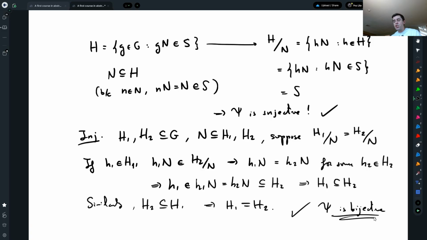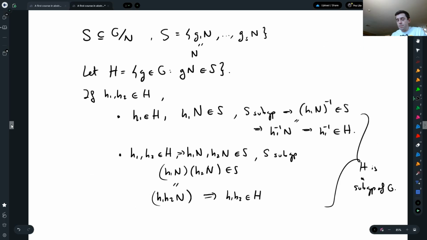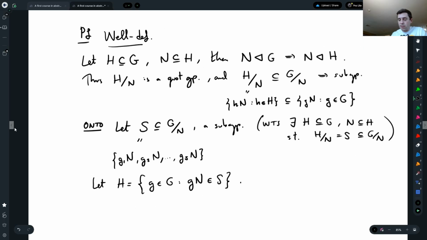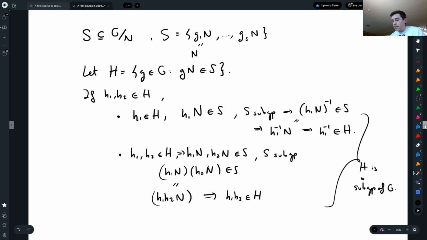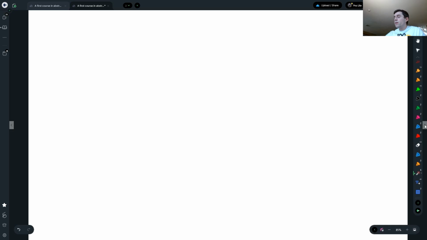So we have a bijection of these two sets, as in the statement. We have a bijection between subgroups that contain N and the subgroups of the quotient. Last, I said that this correspondence takes normal subgroups to normal subgroups.